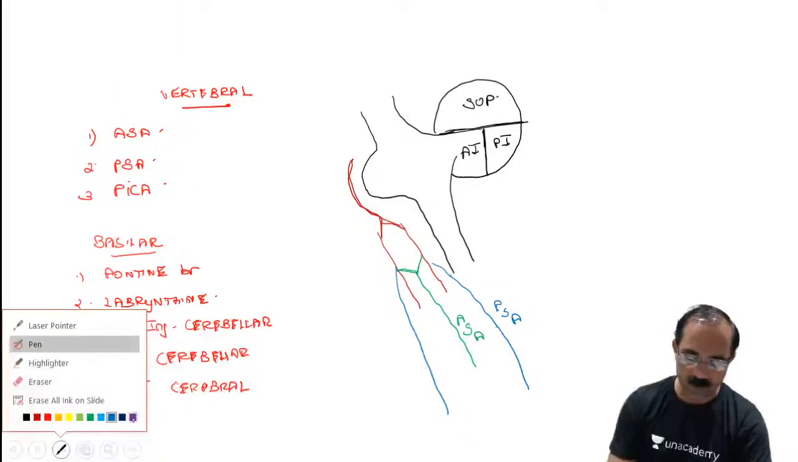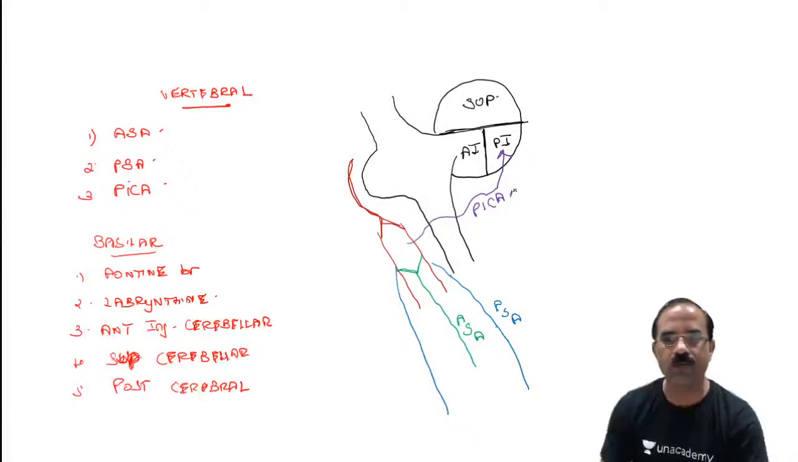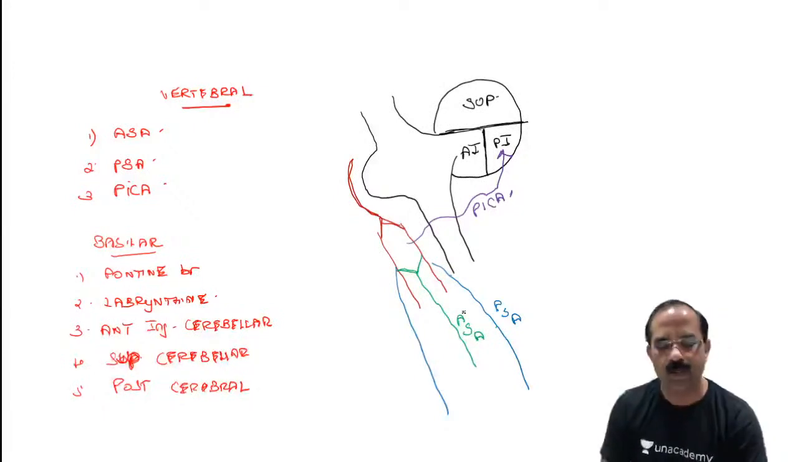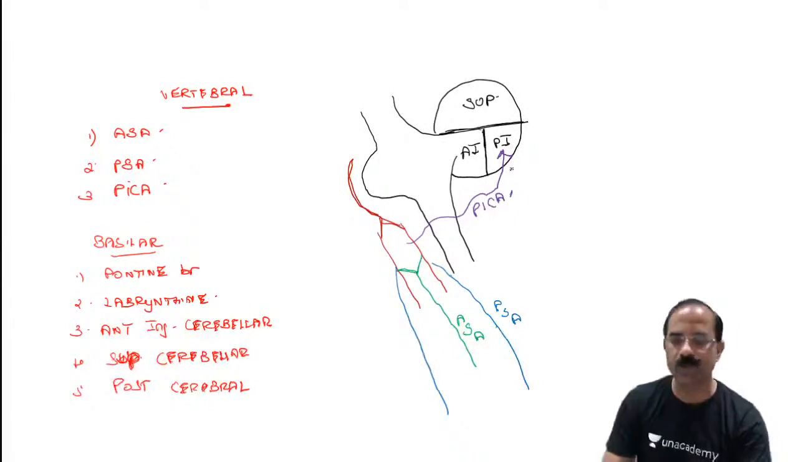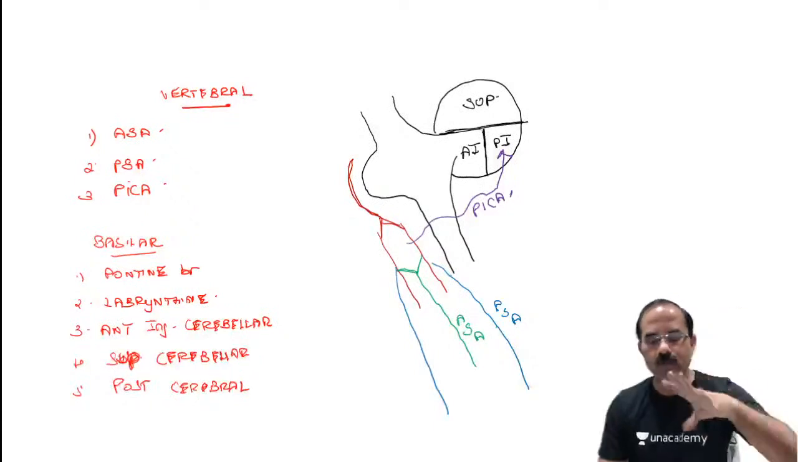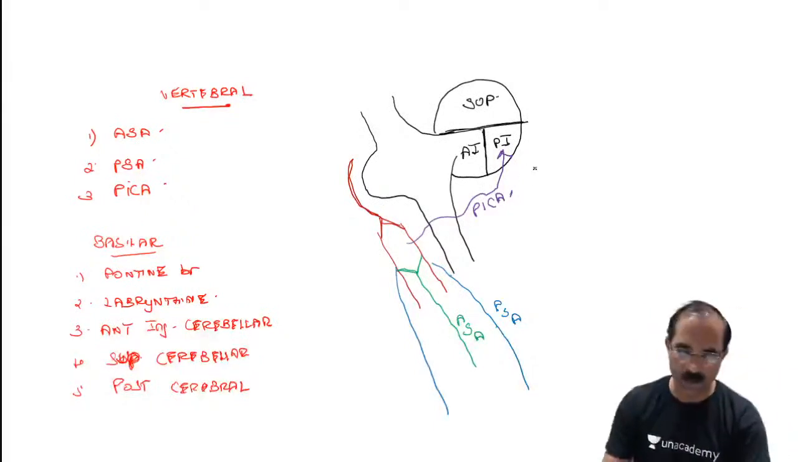And the third artery is going to supply the medulla and the cerebellum. What's that? Posterior inferior cerebellar artery. Anterior spinal, posterior spinal and the posterior inferior cerebellar artery. Remember it like this. These are the branches of vertebral. Clear to all of you? Anterior spinal, posterior spinal and PICA.